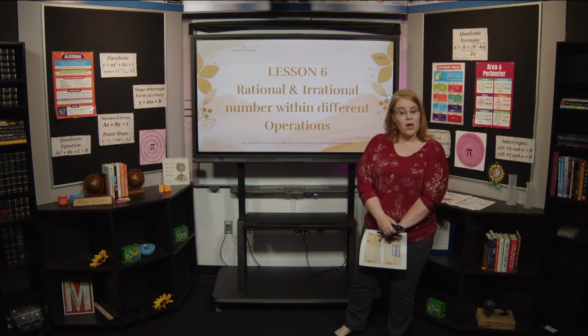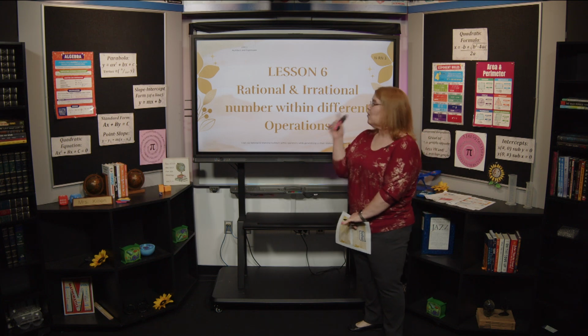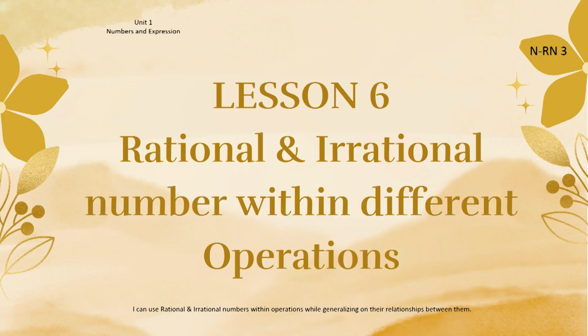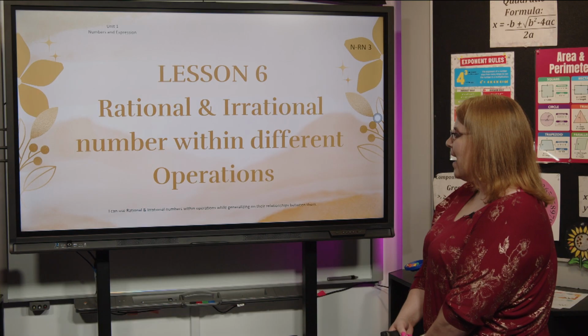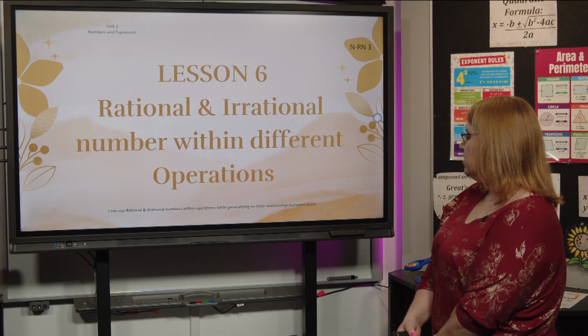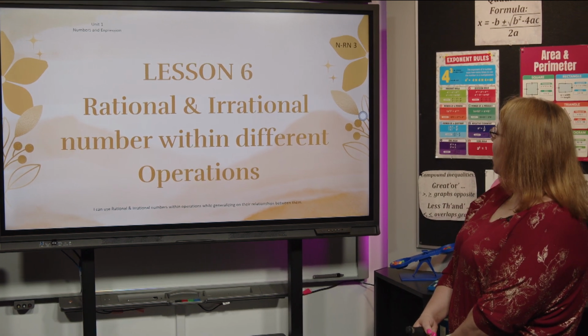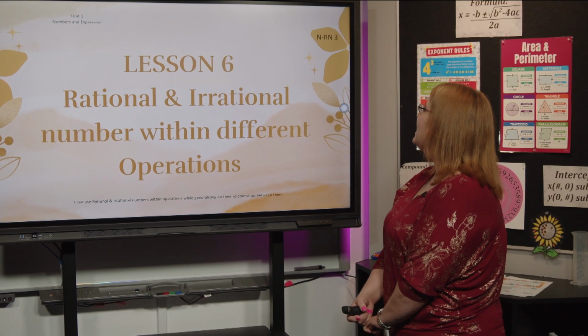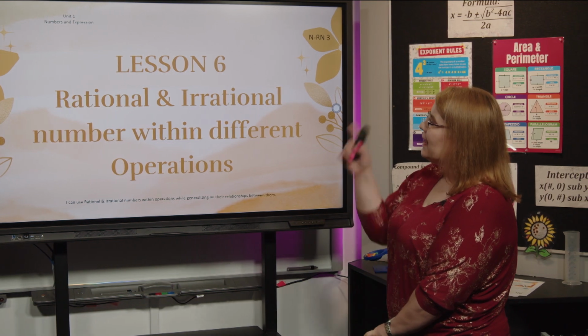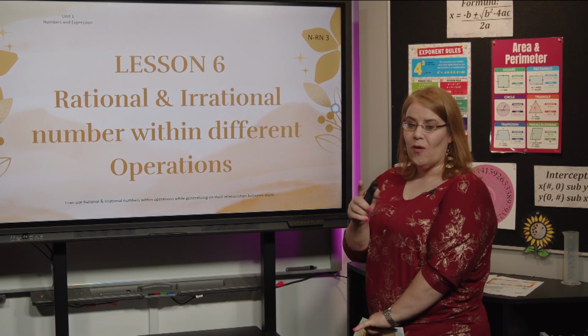We are almost to the end of Unit 1, but we're on Lesson 6. Lesson 6 tells us we're doing rational and irrational numbers within different operations. I can use rational and irrational numbers within an operation while generalizing on their relationship between them. I'm also looking at standards in RN3, and like I said, we are still in Unit 1, almost finished.